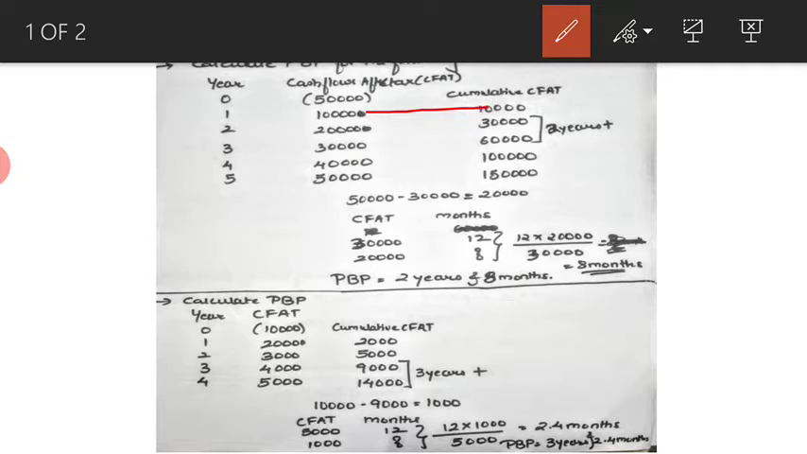So how do we calculate cumulative cash flow? First one, it would be 10,000 itself. 10 plus 20, it would be 30. 30 plus 30, 60. 60 plus 40, 1 lakh. And 1 lakh plus 50 gives you 1,50,000. So this is how you calculate the cumulative cash flows.